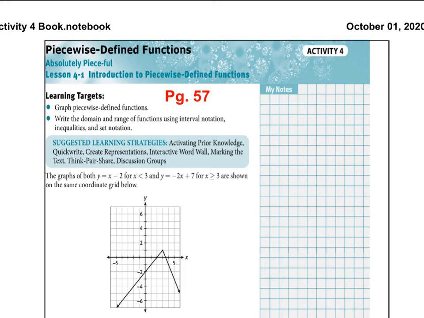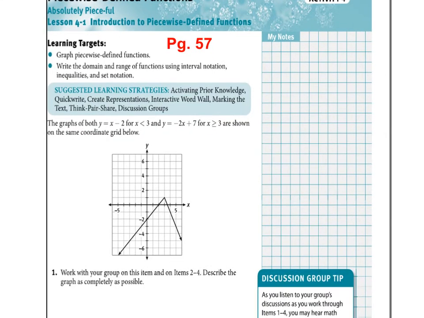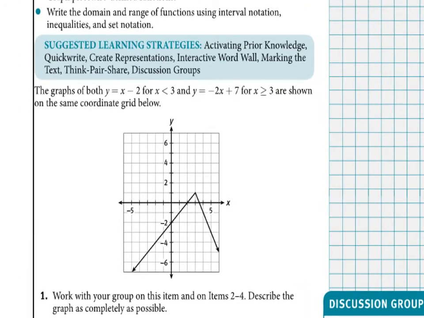Alright guys, piecewise defined functions here, and these are going to be basically just like they sound, functions that have different pieces to them. So you take a look, they have an example created for us already here, and they have the graph. Let's see if we can highlight a little bit here. Excuse me. So we have y equals x minus 2. That is the graph for x values that are less than 3. And then they have a different graph for the x values that are greater than or equal to 3.